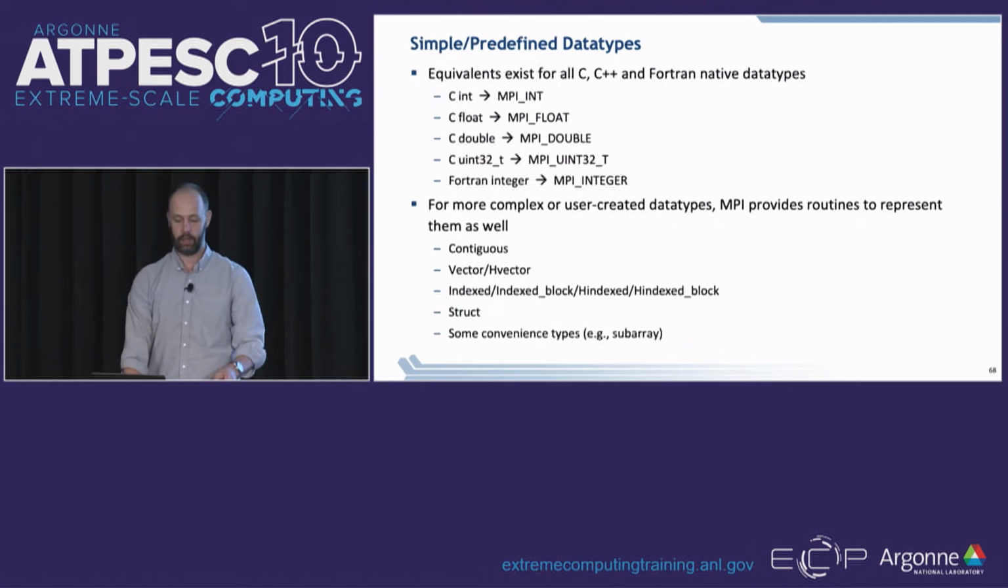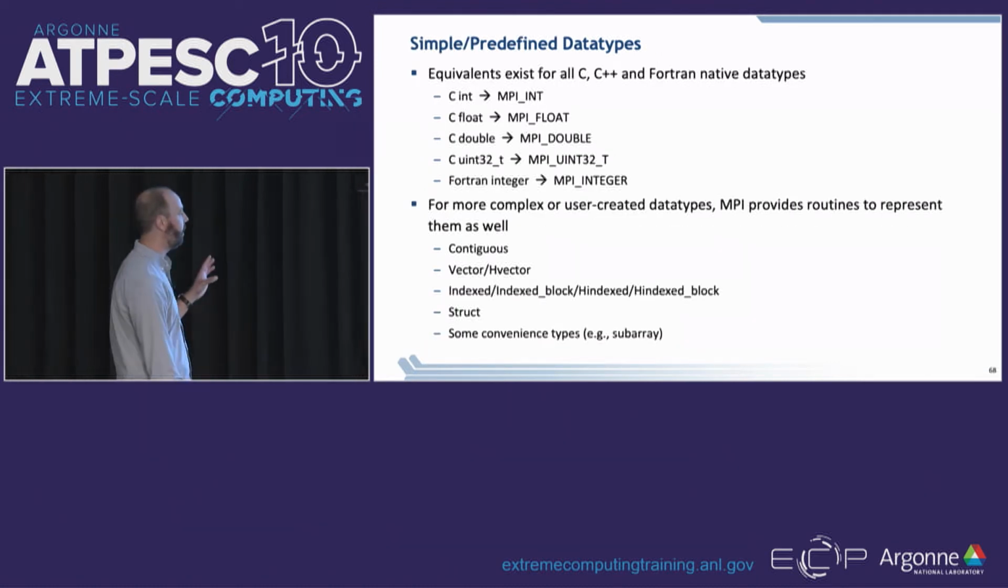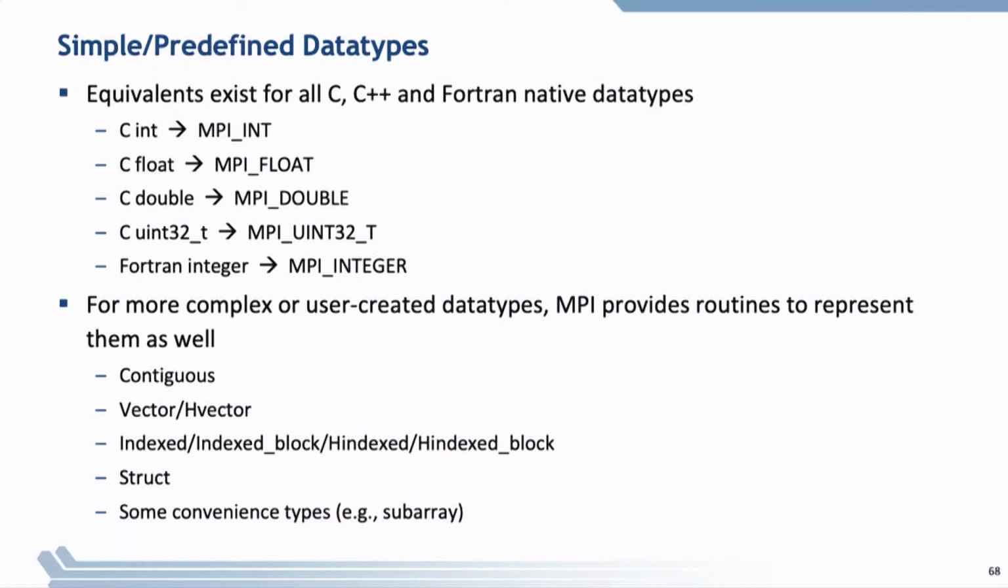As I mentioned, MPI provides many predefined data types for the language types in the languages supported by MPI: C, C++, and Fortran. So if you're using C and you have doubles, those translate to the MPI predefined data type MPI_DOUBLE, as you saw in our example.